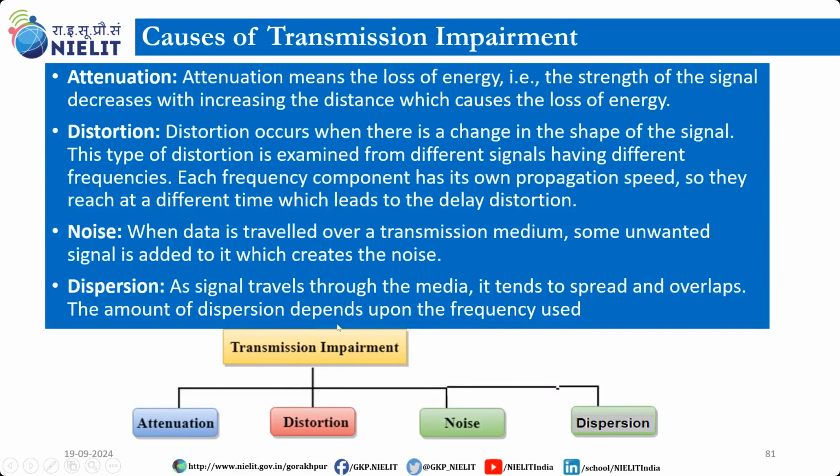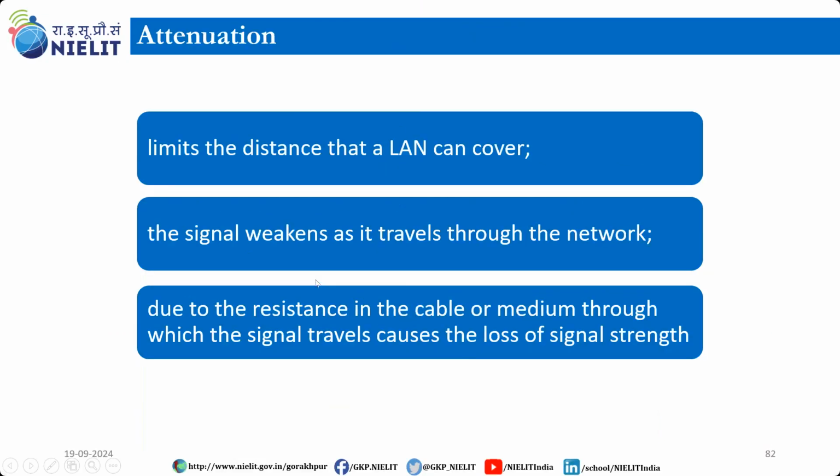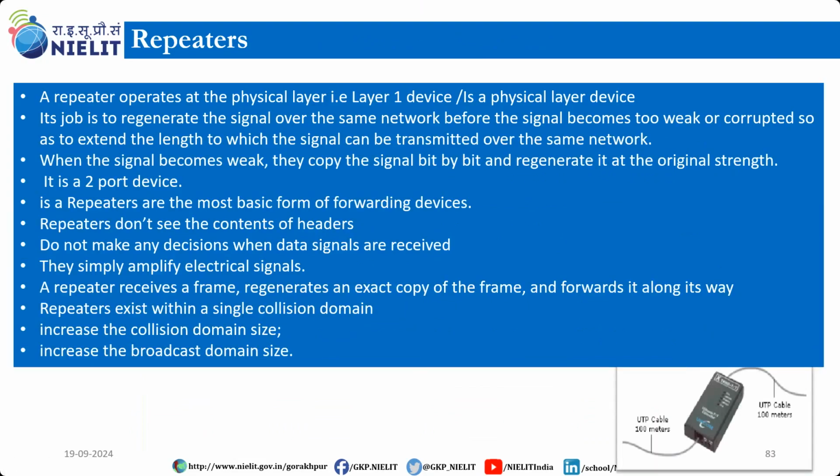So these four parameters are the reason behind transmission impairment, and that is why repeater devices are used. Due to attenuation, the maximum traveling distance of the signal is reduced. The signal weakens as it travels, and the resistance of the cable or medium through which the signal is transmitted causes the loss of signal strength. So that is why we need a repeater.